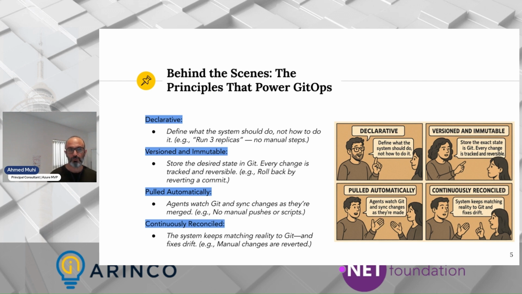It also needs to be versioned and immutable. Versioned, of course, means that if you store it in Git, any changes you commit are going to be versioned. But immutable means that once you push your configuration to your system, you're not allowed to go and change it manually. You have to create a new version of your configuration and push the new one. That is what it means to be immutable.